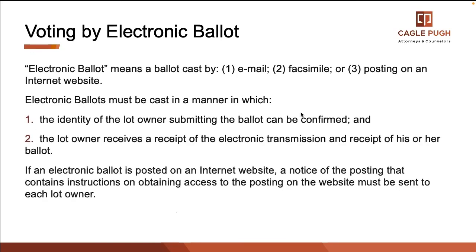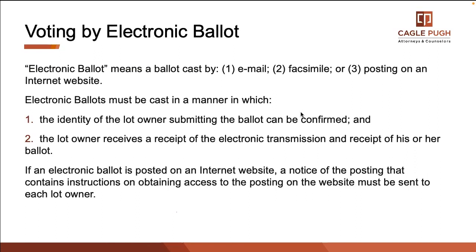Now, you can also vote by electronic ballot. Some of you may have used HOA Vote Now or Election Buddy. I also know that there's a lot of folks out there that are using SurveyMonkey. I'm not sure that one actually works, but electronic voting is permitted. And it means that you're casting your ballot by email, fax, or posting on an internet website. That's Vote HOA Now or Election Buddy.